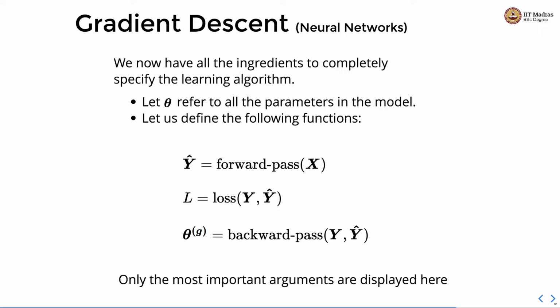We now have all the ingredients to completely specify the learning algorithm for neural networks. Let theta, the capital theta, refer to all parameters in the model, and let us define the following function. We first perform a forward pass on the input feature matrix, and we obtain y hat, which are predictions. Then we compute the loss by comparing the actual values and the predicted values, and then we perform the backward pass with the actual values and predicted values.